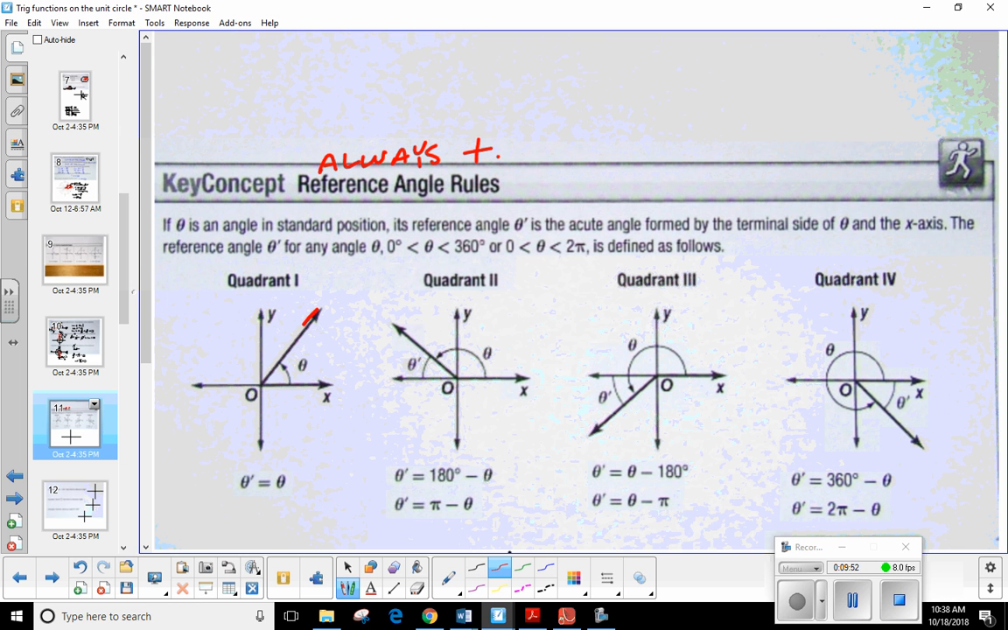So in the first quadrant, we've seen an angle can be its own reference angle. In the second quadrant, I'm going to use the negative x-axis. In the third quadrant, once again, the negative x. And in the fourth, I'm going to use the positive x-axis. The thing about reference angles is they're always positive.